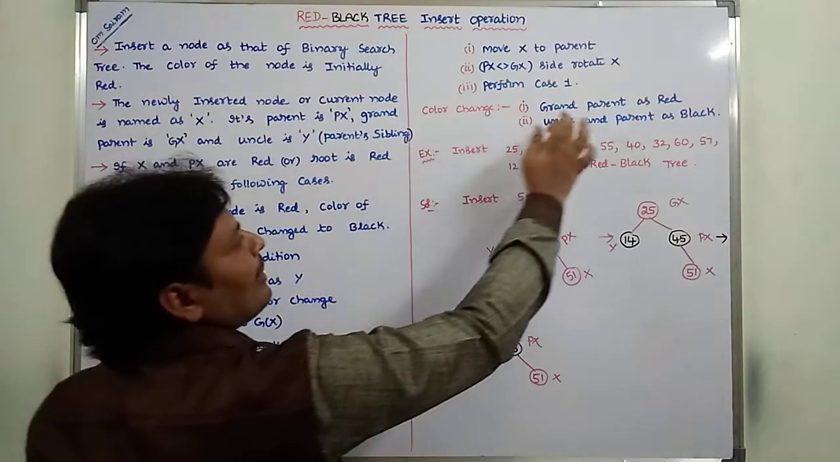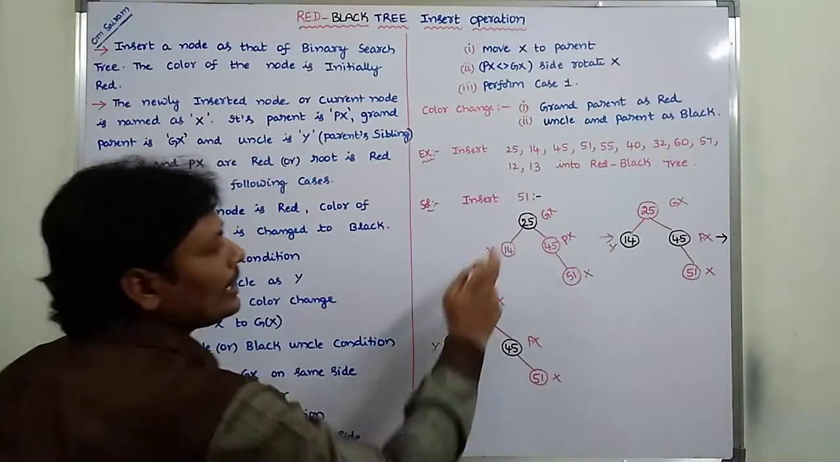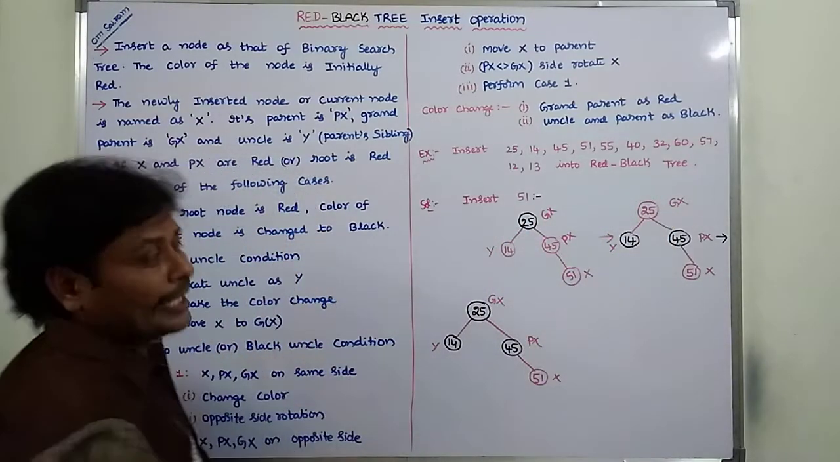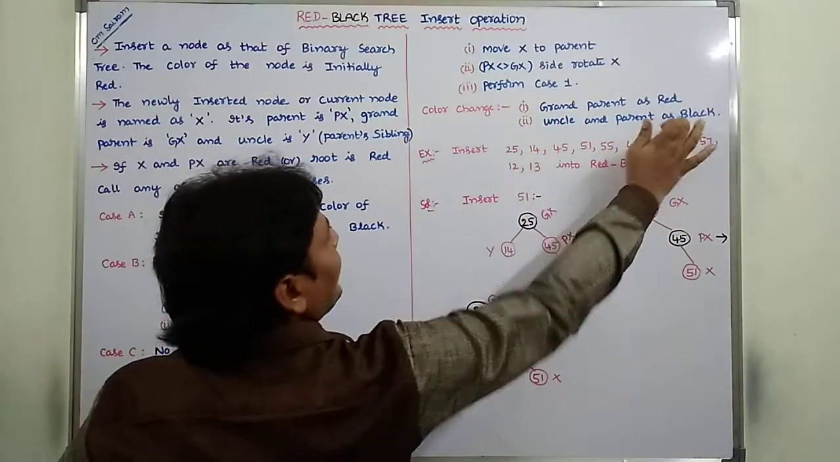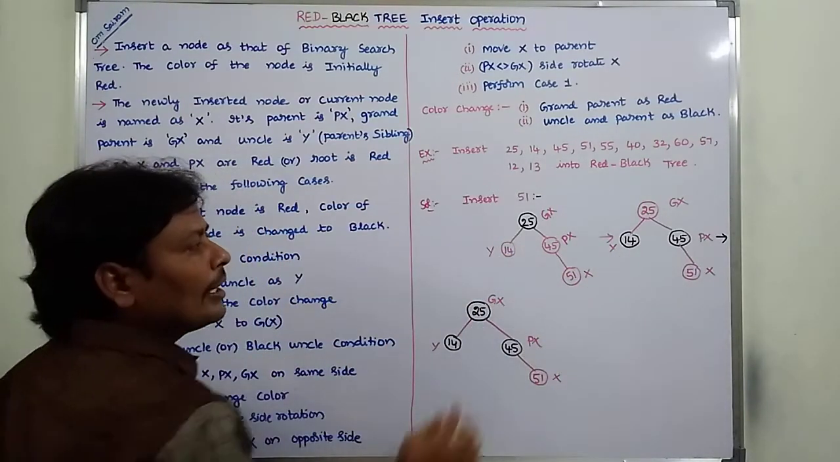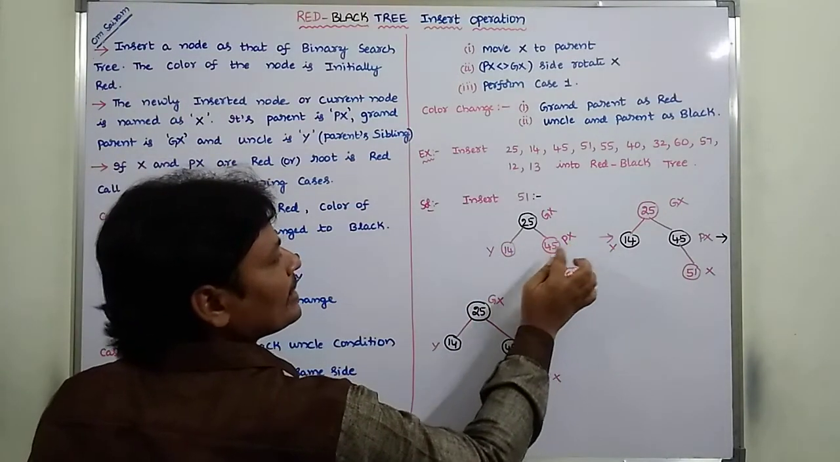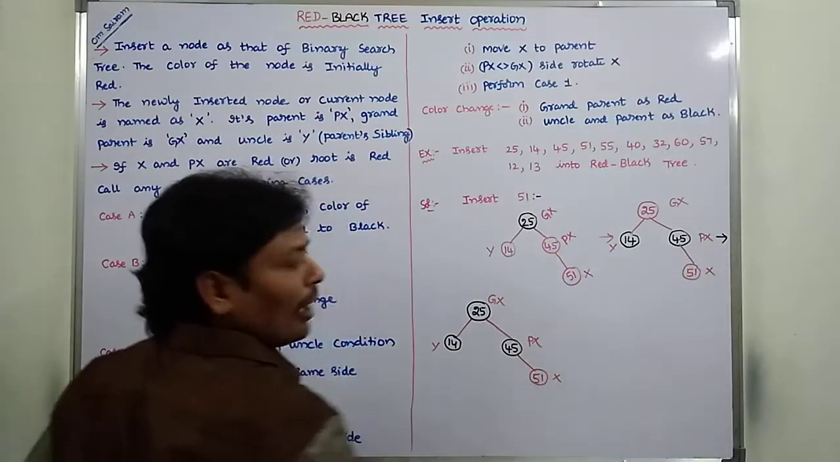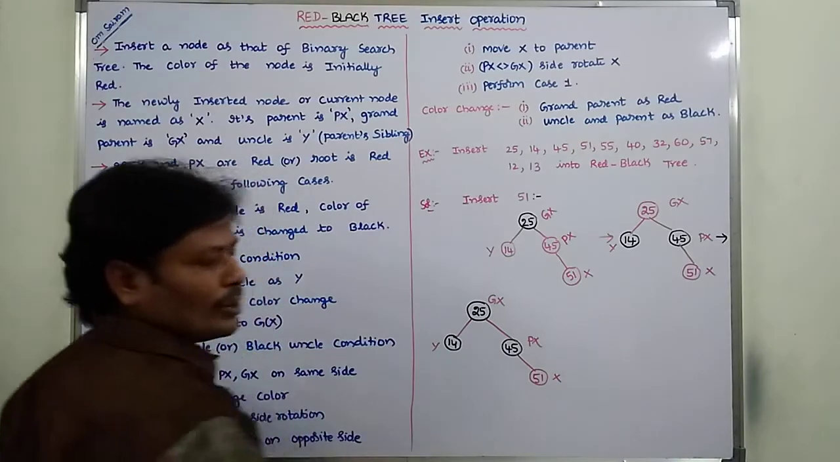Next, make the color change. Make the color change means grandparent as red. Here grandparent is black, that can be changed to red color. Uncle and parent as black. Here uncle is red, and that can be changed to black. Here X parent is PX. PX is red color and PX can be changed to black, and 51 is no change.